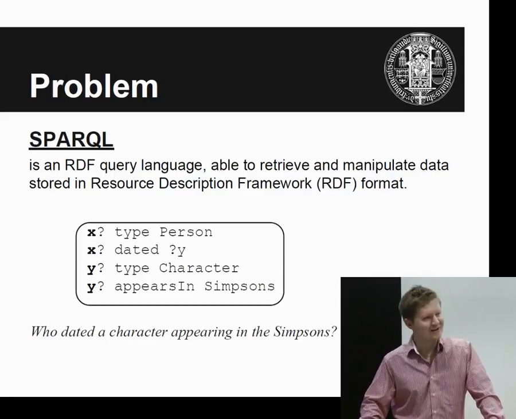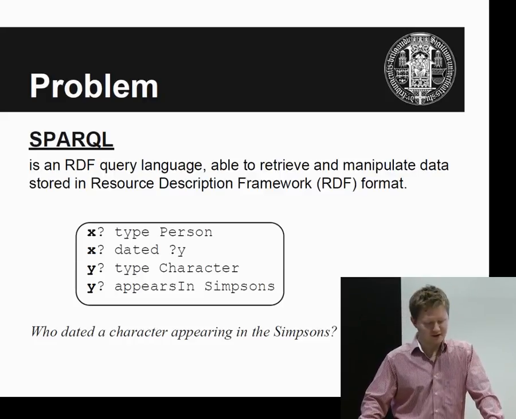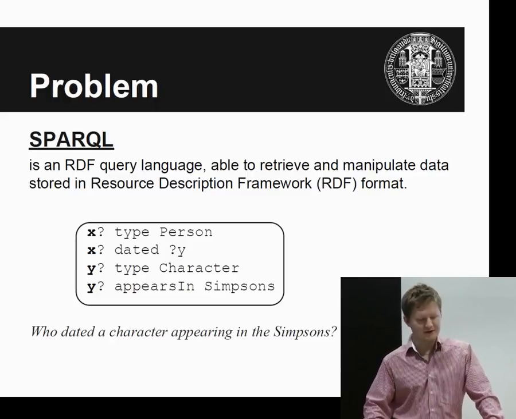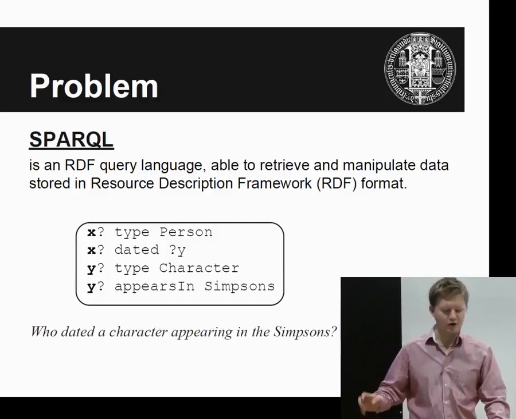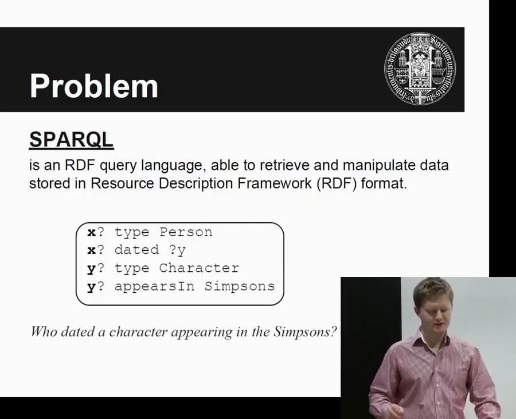We have many triples which describe the facts over the entity we are searching for. For example, we are searching for a person who dated Y. Y is a character, and this character appears in Simpsons. And it's always subject, predicate, object.